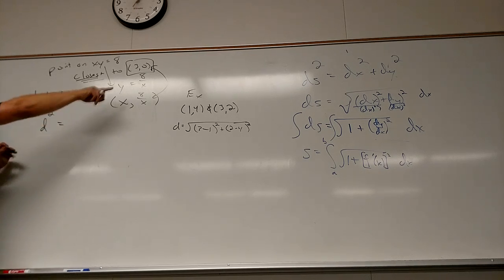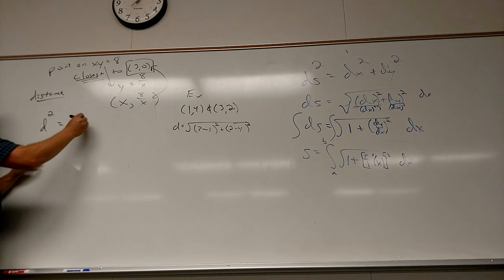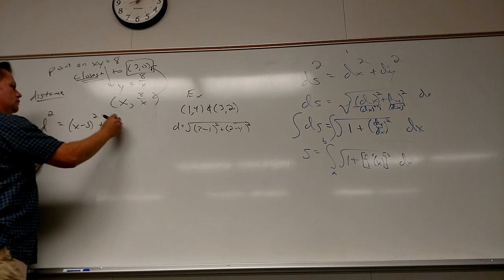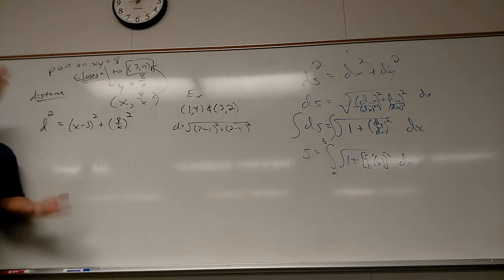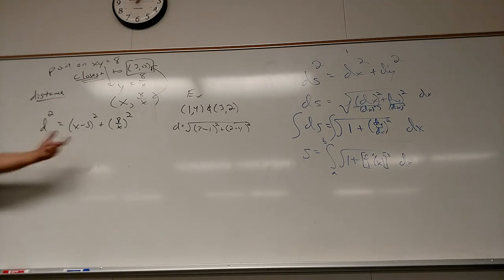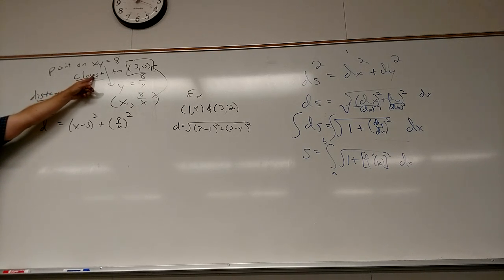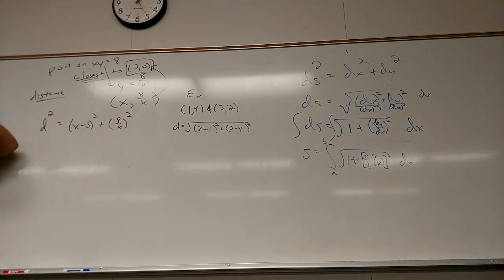So d squared between these two is just going to be (x minus 3) squared plus (8 over x minus 0) squared, right? So that is the function. So you set up a function that represents the idea they want you to optimize. In this case, make it closest. That's a distance formula. And then you take derivatives to try to do that. Okay. So what's the derivative?